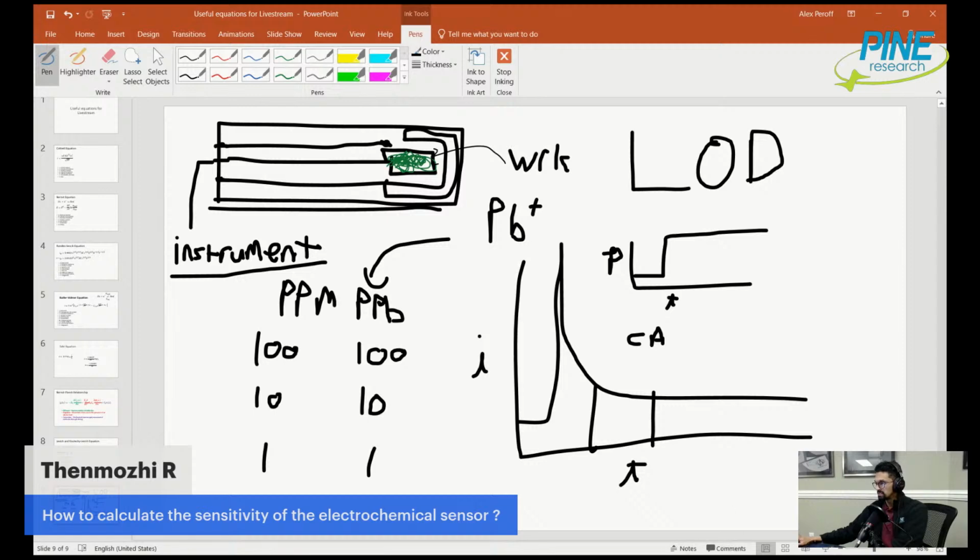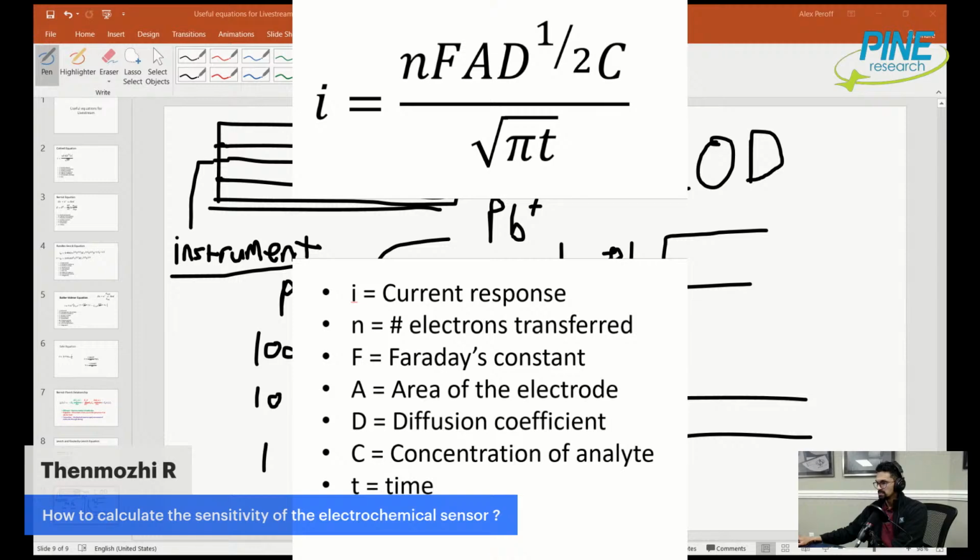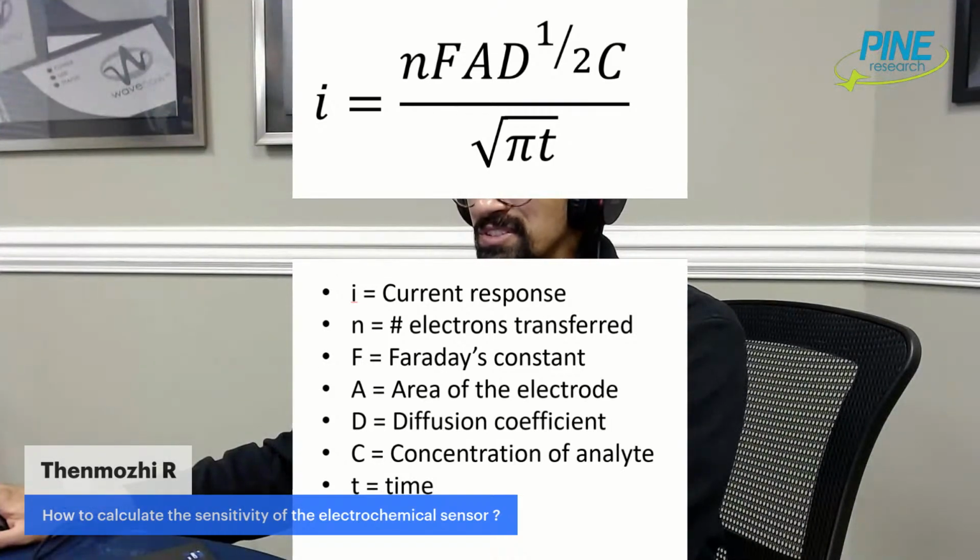So you might use the Cottrell equation, which I will just show you briefly here. So the Cottrell equation is this guy. It's a little busy, so let me at least just show you this. You can just see my mouth going right now.